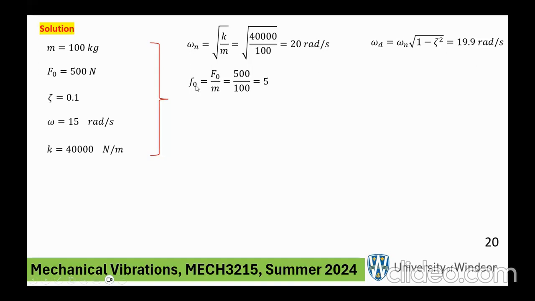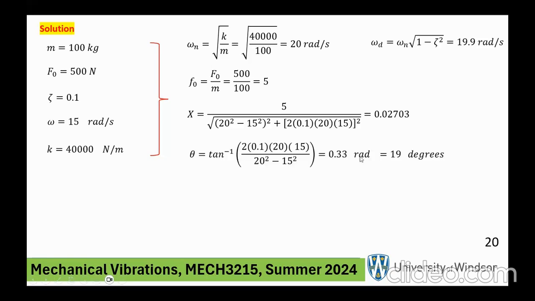Little f naught is big F naught over m. There we are. Well, you have no choice. Go plug it in. Big X is equal to this; the formula was given to you two slides ago. There's not much you can do. You just have to go back there and plug it in. And theta is 0.33 radians, or 19 degrees.